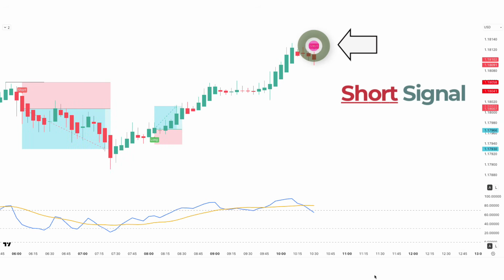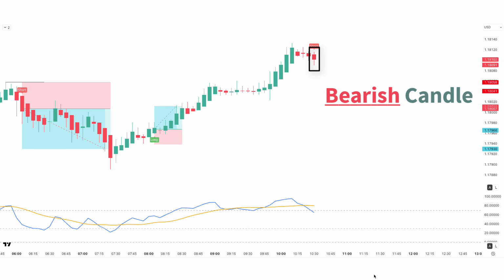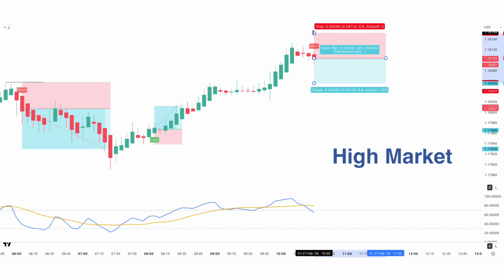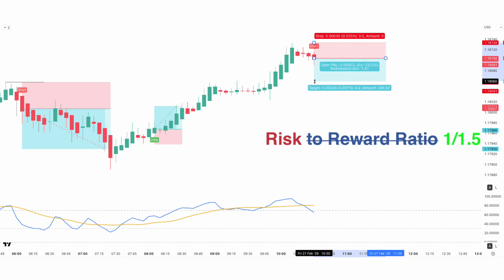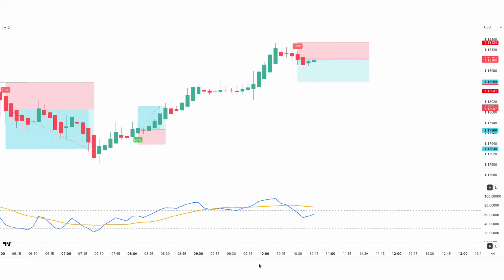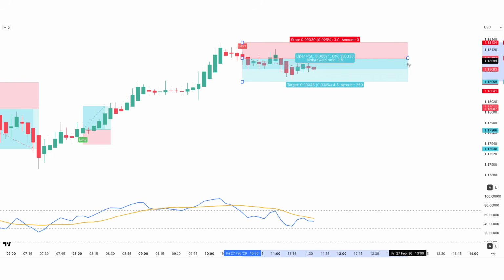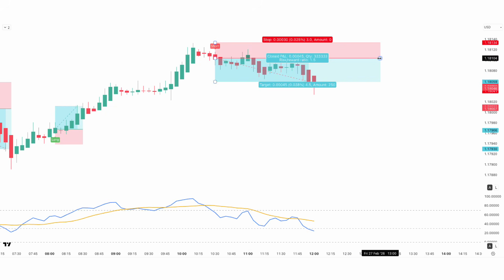Here, the QQE signals arrow of this indicator is a short signal. Here, the orange line of the RSI volume oscillator is above the blue line. Here, the market has made a bearish candle to give confirmation. So all our conditions are being fulfilled, so we are placing an order to sell. Our stop loss is to be placed at the previous high of the market, and the risk-to-reward ratio will be 1:1.5. Let's see what happens to our trade. Our trade is running in profit. We have won the trade. Let's find the next trade.